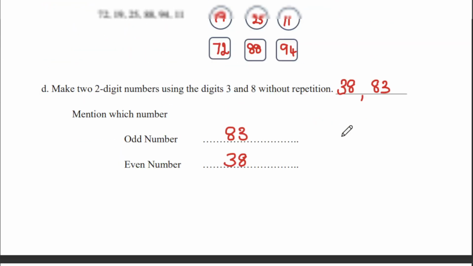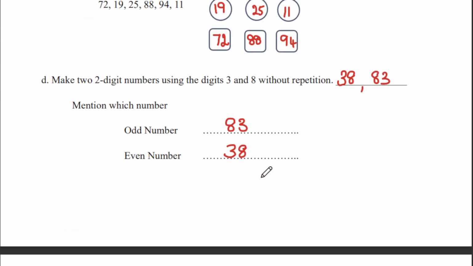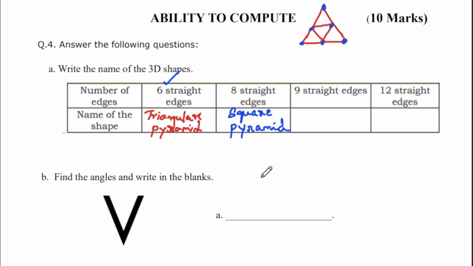And we already saw this in the square pyramid. This one has 8 edges, and I showed you how we got these 8 edges. Next we have the triangular prism, and 12 straight edges for the cube and cuboid. And I'll show for the triangular prism now.